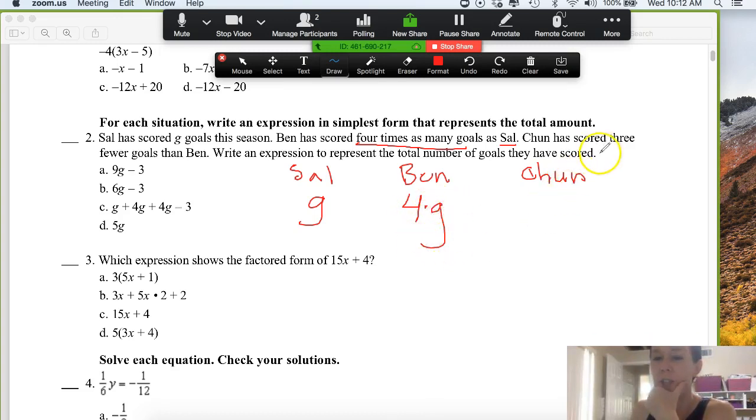Yeah. And then how about Chun? Scored 3 fewer goals than Ben. So what was Ben's goals? Ben was 4G. And then Chun would be 4G, and then what? -3. Good. Sweet. You did that awesome. Now we're going to write an expression to represent the total. So how would I represent the total?